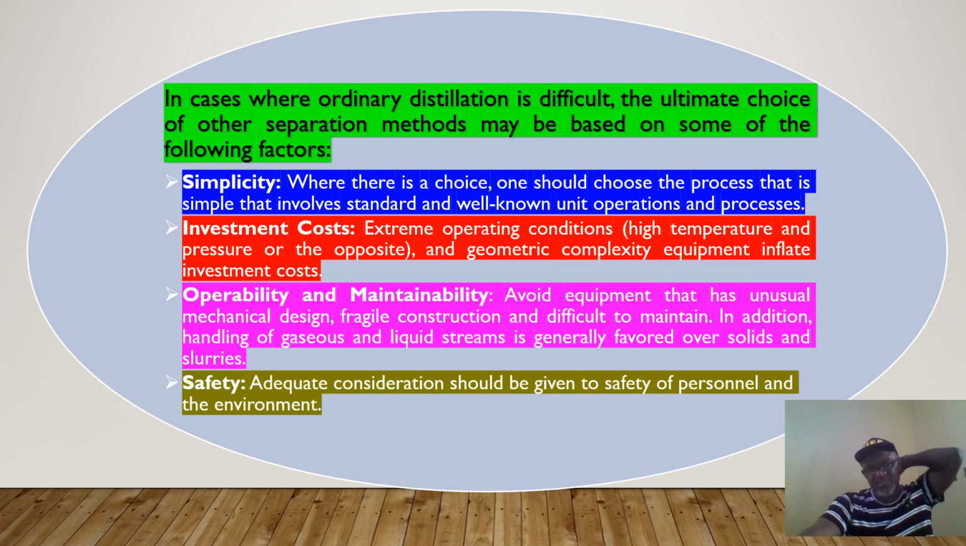Maintainability and easy operation. Avoid equipment that has unusual mechanical design, fragile construction, or is difficult to maintain. In addition, handling of gaseous and liquid streams is generally favored over solids and slurries. Safety is another one. Adequate consideration should be given to safety of personnel and the environment. If you are going to use a separation process that is not safe, even for the people working there, then it doesn't make any sense that after carrying out the separation process, you're going to kill your staff or even your customers or even damage the environment. No, that is not advised.